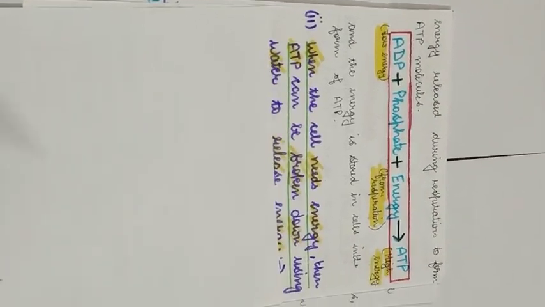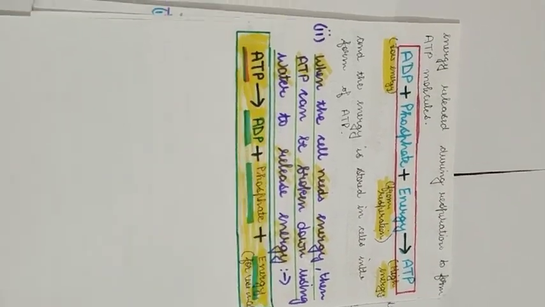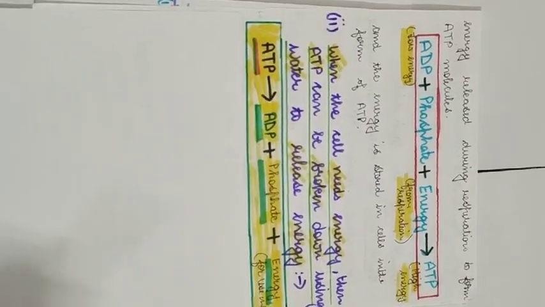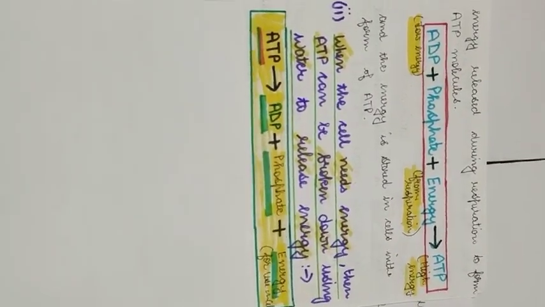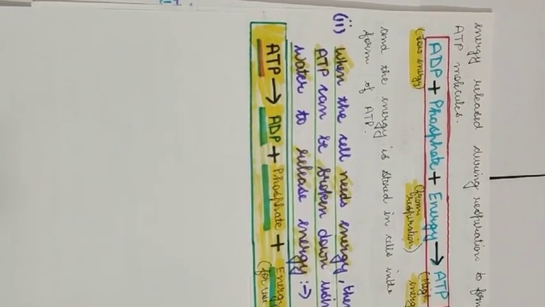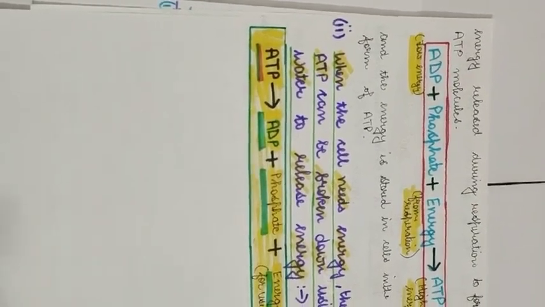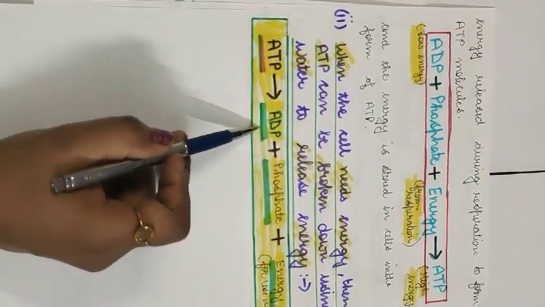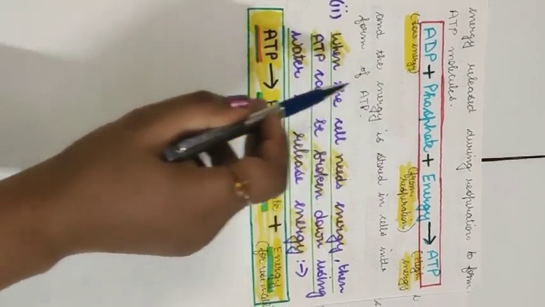So what happens next is that when the cell needs energy, now this is the ATP formed. When the cell needs energy, then ATP can be broken down using water to release energy. So when ADP combines with the inorganic phosphate by absorbing the energy, that time the ATP is formed, and when ATP is broken down, it gives again ADP and phosphate. This is a reverse process.